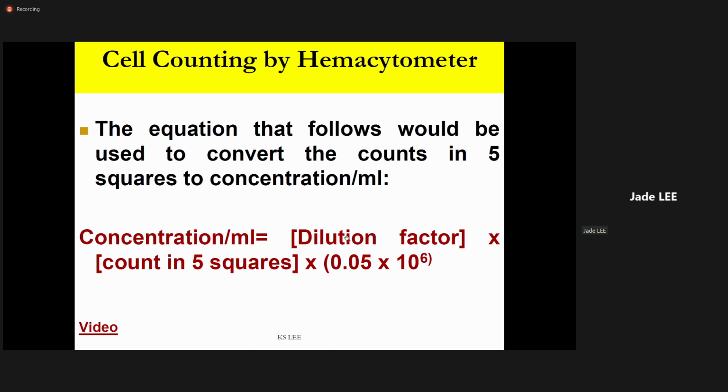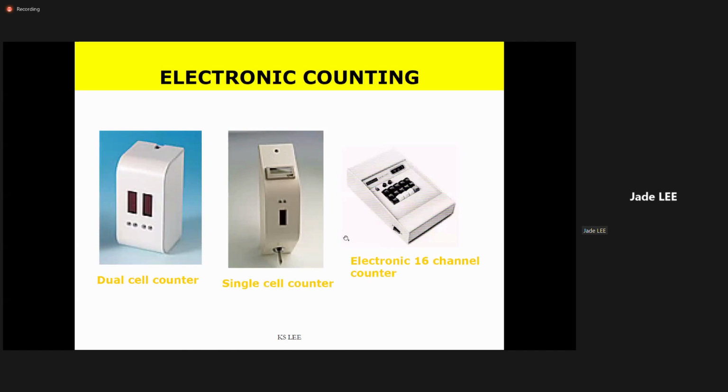Search for hemocytometer counting. Or you may use electronic counting. This is the easiest and least laborious. You don't have to do anything. You just dilute your sample, put the vials into the cell counter, and it directly gives you the reading. This is the easiest and fastest way, by using electronic counting. Of course, the cost is much higher because you need to buy the machine.